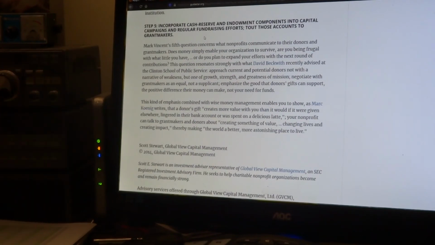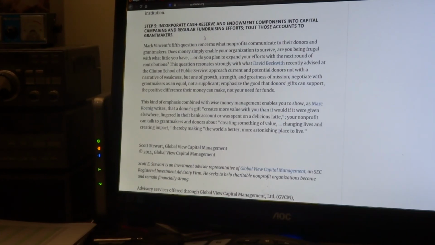what this guy is talking about. Approach current and potential donors not with a narrative of weakness, but one of growth, strength, and greatness of mission. Negotiate with grant makers as an equal, not a supplicant. Emphasize the good that donors' gifts can support, the positive difference their money can make, not your need for funds.